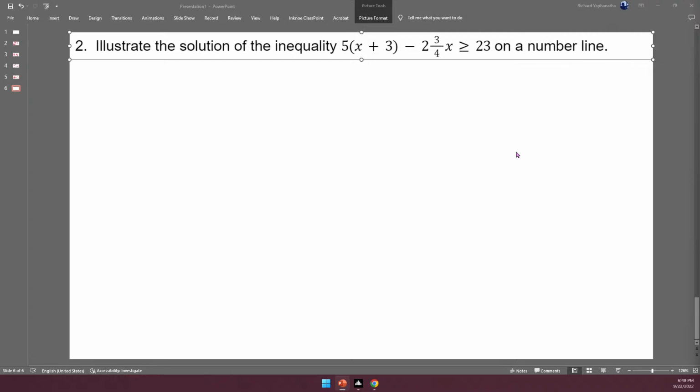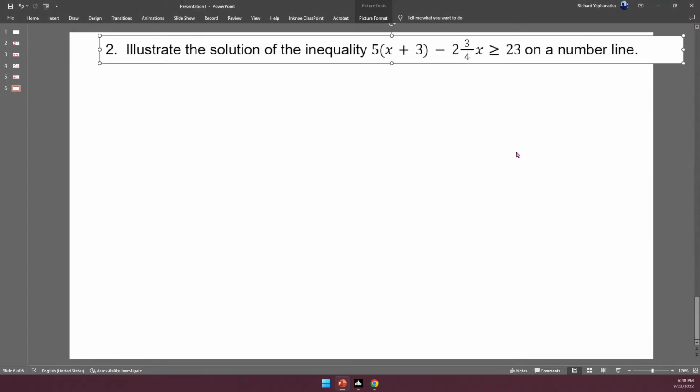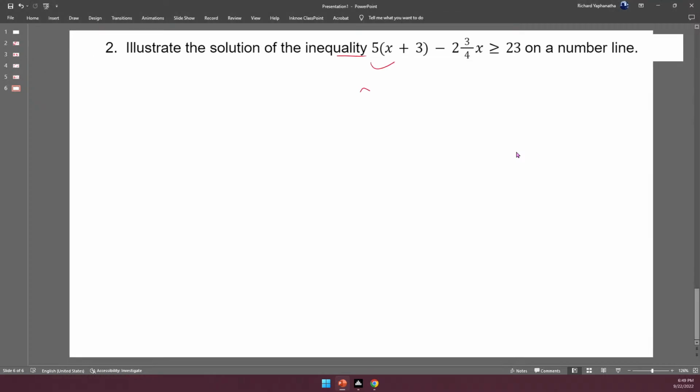Okay, so illustrate the solution of the inequality here on a number line. I believe you can do this. So you're multiplying this here, it is 5x plus 15 minus 2 of 3 over 4x bigger than 23.